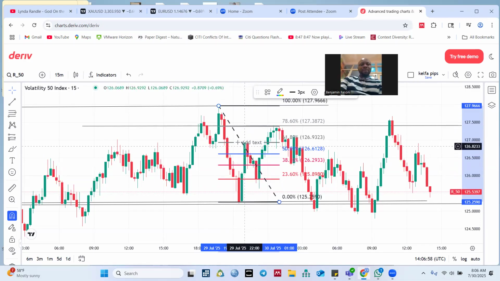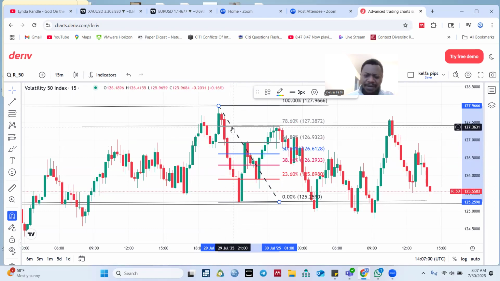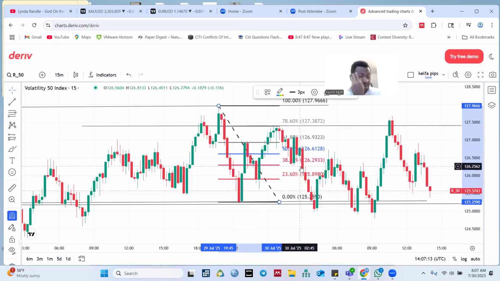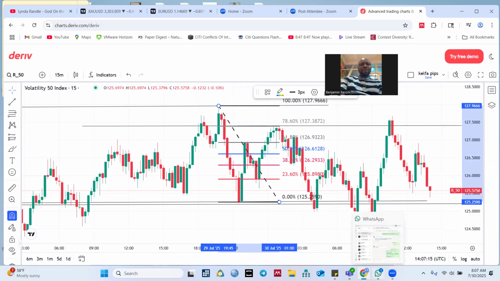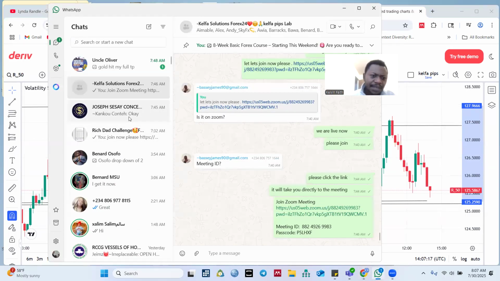But I did not take this entry. I waited for the fair value gap at the top. So I was still waiting, and price pushed up into 78.6%, this area, and that's where I took my entry. So notice that setup, I had that setup yesterday.